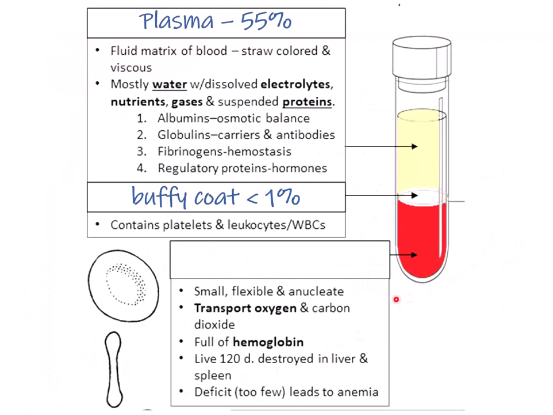By far the heaviest cellular components are going to be the red blood cells. So go ahead and color this red if you have it. If you don't have red, use whatever color you want. But that is where the red blood cells or erythrocytes are located. So blood is 55% plasma, less than 1% of that buffy coat, so white blood cells and platelets, and then 45% red blood cells or erythrocytes.